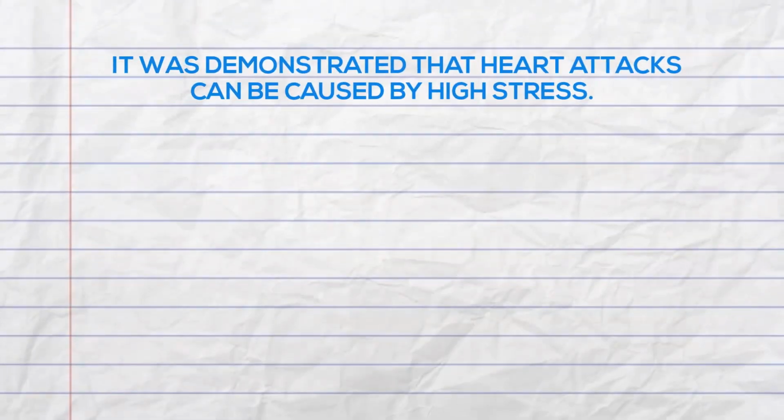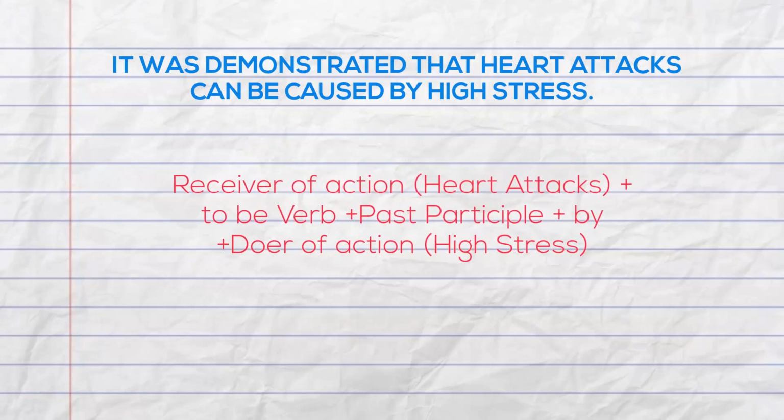Look at the construction of the sentence written in passive voice. The receiver of the action, heart attacks, plus a to-be verb, plus the past participle verb, plus the preposition by, plus doer of the action, high stress.